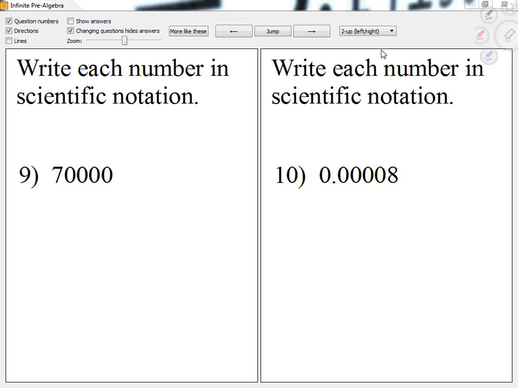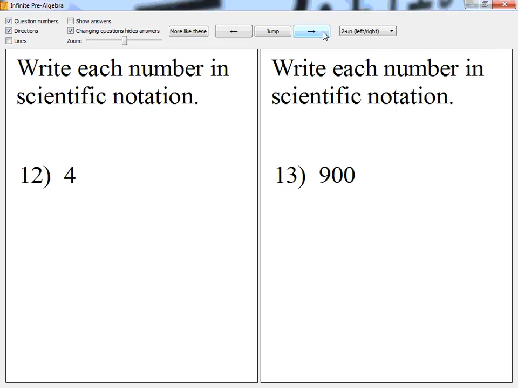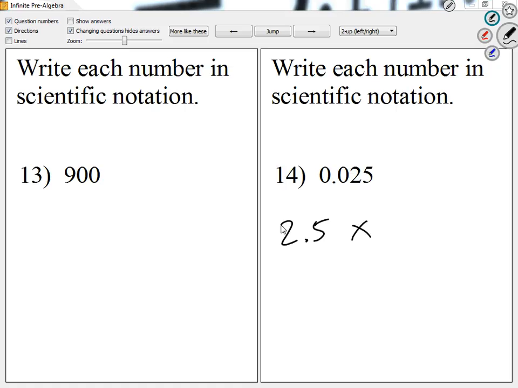14? Where will we place the decimal to make this between 1 and 10? Behind the 2. So we have 2.5 times 10 to the what? Negative 2. Because we're starting between the 2 and the 5, and we're moving it to the left 2 spaces.